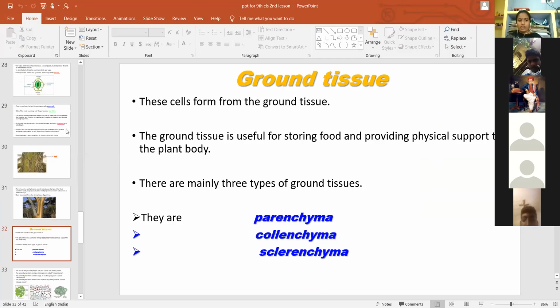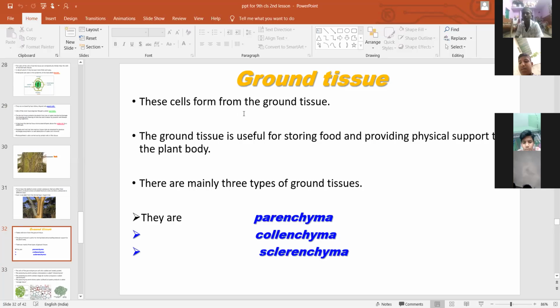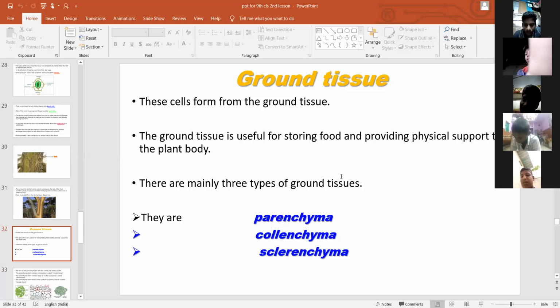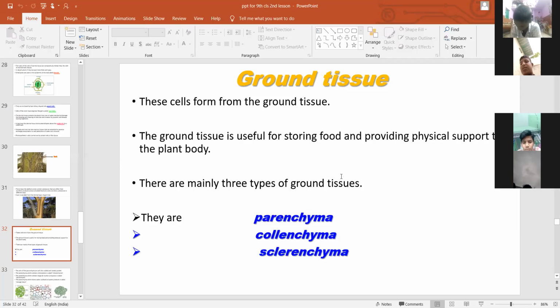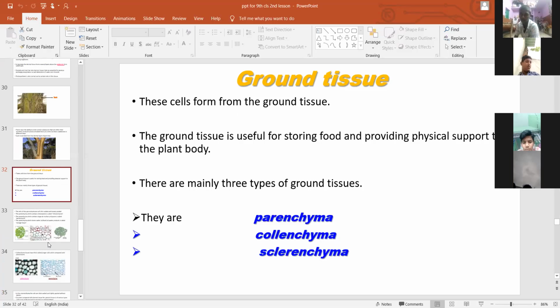Next, the ground tissue. It is useful for storing food materials and providing physical support to the plant body. Next, the ground tissue is mainly of 3 types: parenchyma, collenchyma, and sclerenchyma.